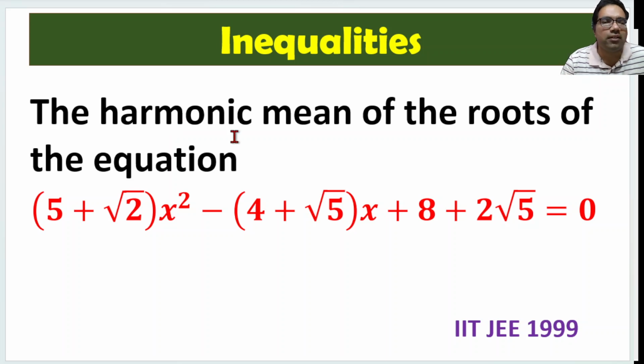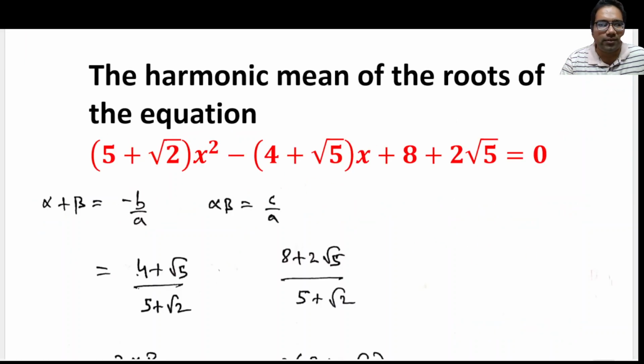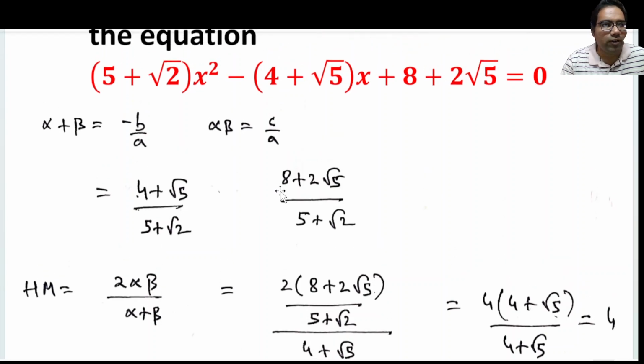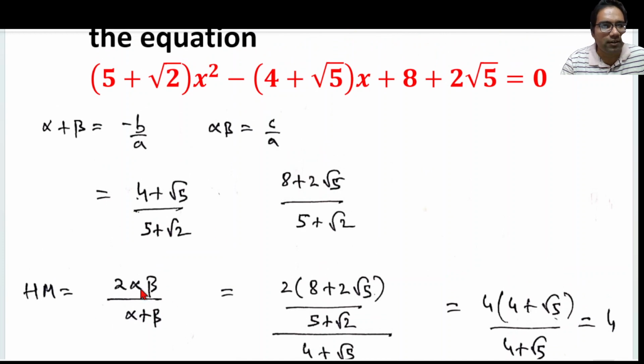What is harmonic mean? It is 2 alpha beta by alpha plus beta. We don't need to find the roots of this equation. We need to find harmonic mean only, right? So harmonic mean is 2 alpha beta by alpha plus beta. We already know what is alpha plus beta and what is alpha beta, right? Basically it is about sum of the roots and product of the roots.